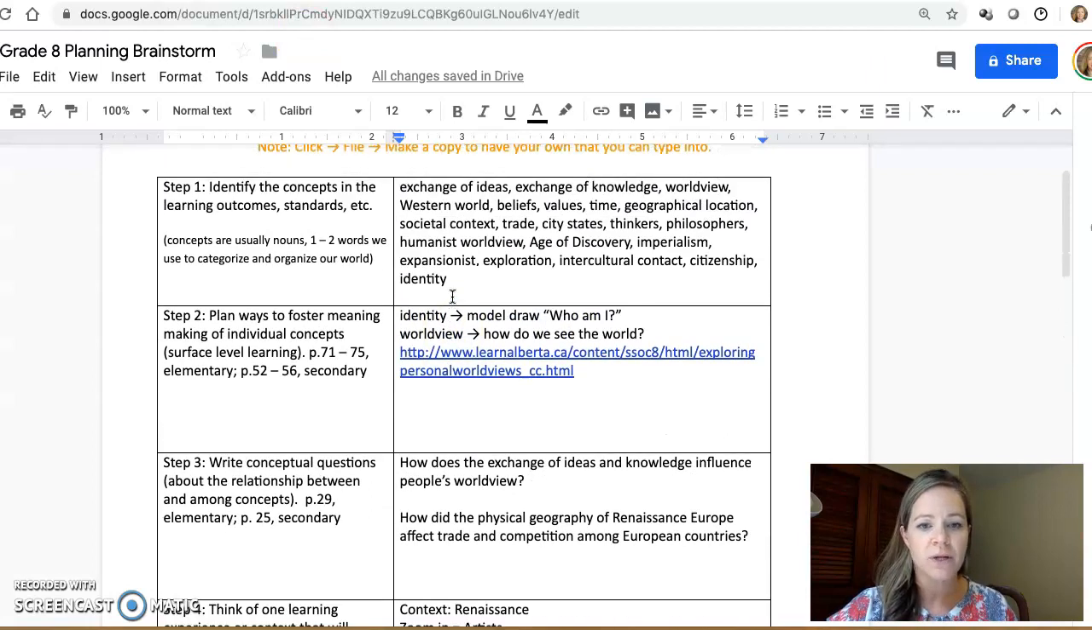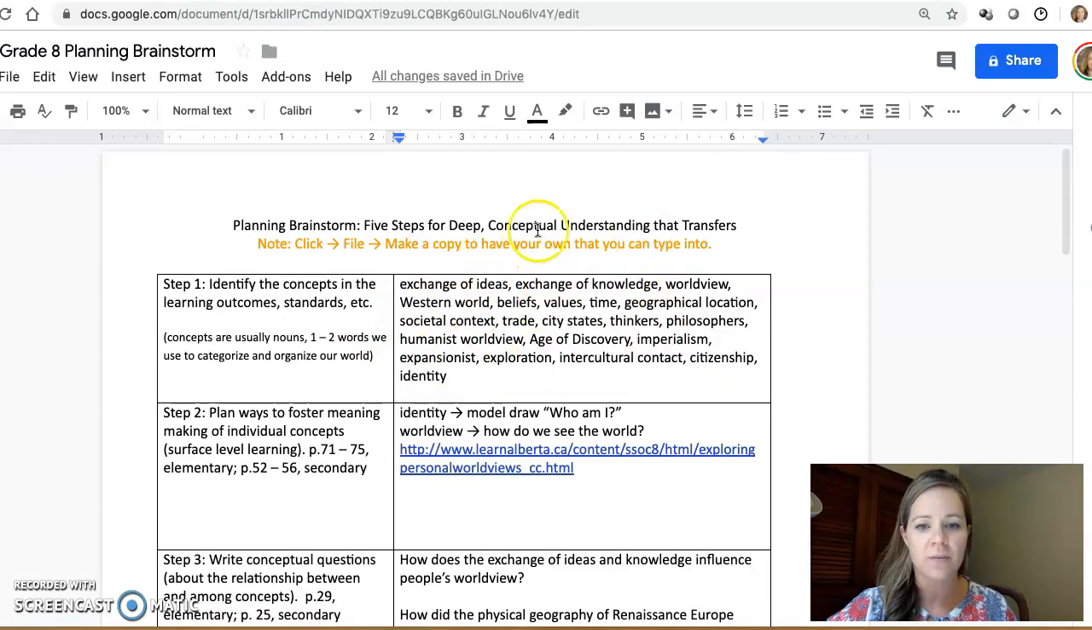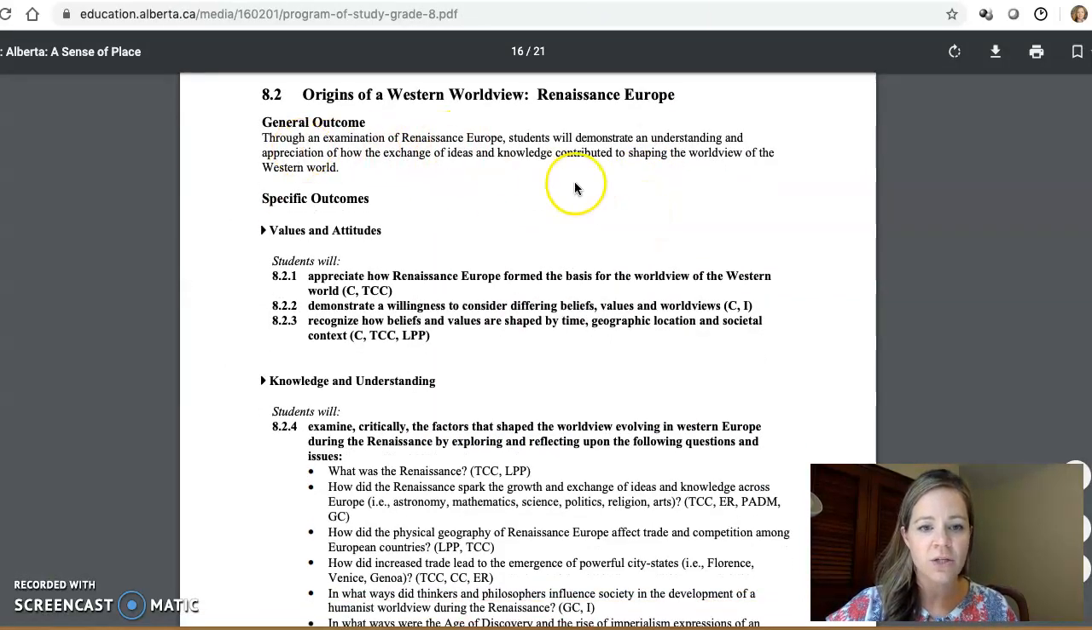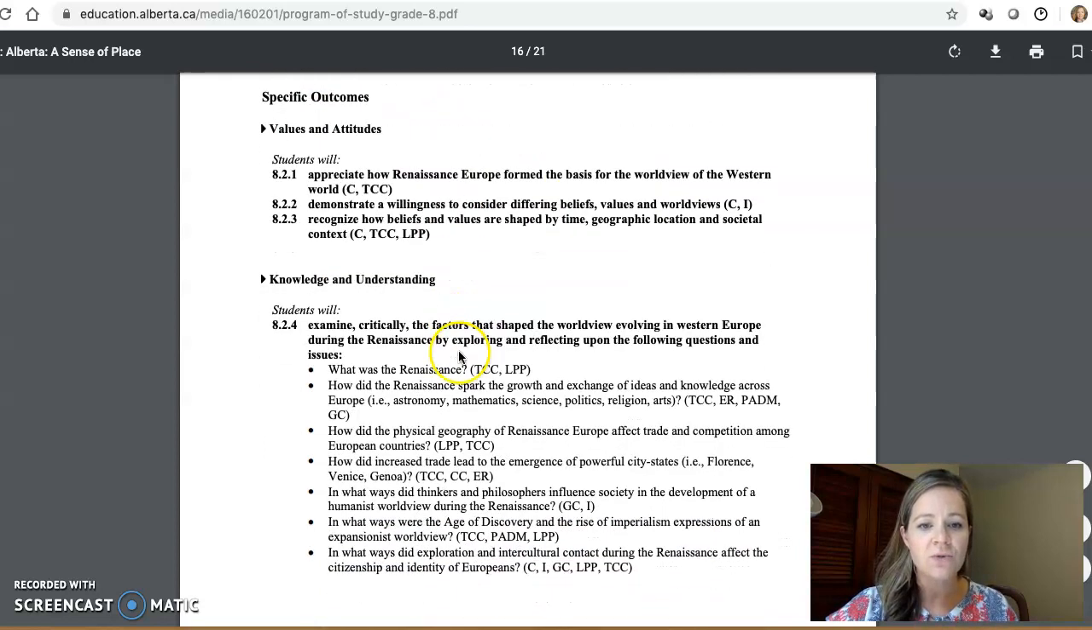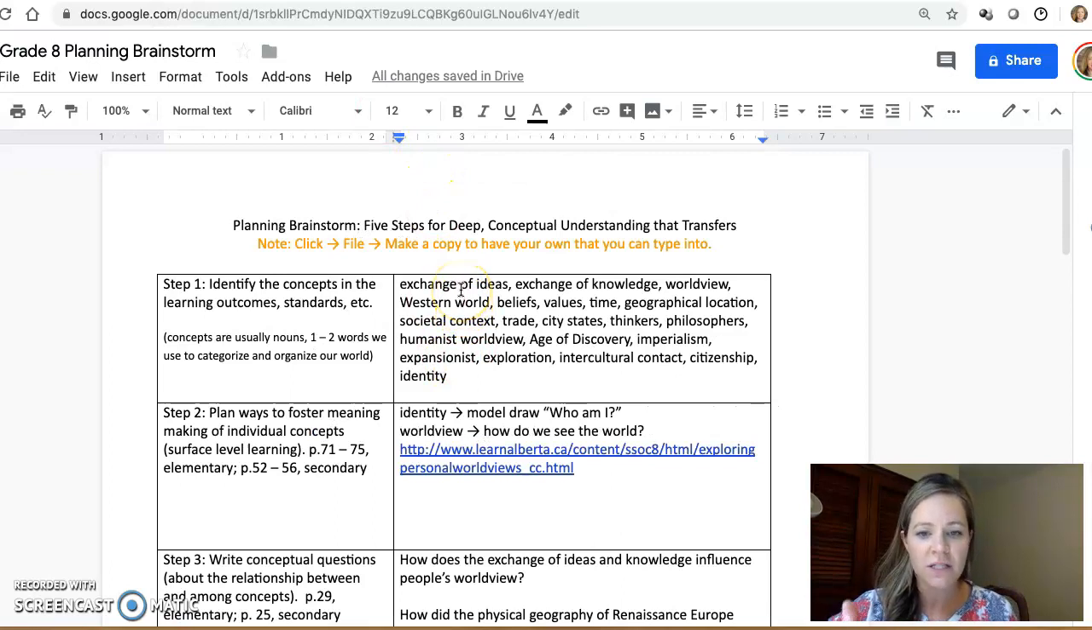So I go over here to my brainstorming planning document and I just put all the concepts that I see. For this particular set of learning outcomes, I see these when I look at the general outcome, and then I also look at the values and attitudes, and I also look at the knowledge and understanding pieces. These are all the concepts that I picked out: exchange of ideas, exchange of knowledge, worldview, Western world, belief, values, time, geographical location, societal context. These are all words straight from that learner outcome document. Trade, city-states, thinkers, philosophers, humanist worldview, age of discovery, imperialism, expansionist, exploration, intercultural contact, citizenship, and identity.